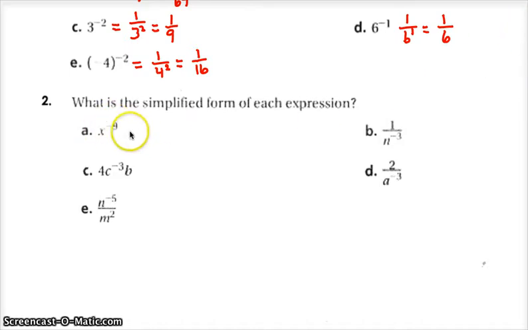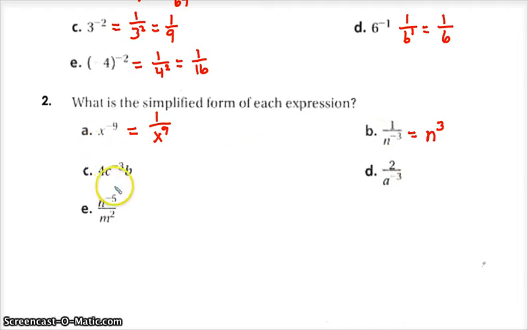Alright, x to the negative 9. If it's a negative number, it belongs in the denominator. So 1 over x to the 9th. For part B, we see something we haven't seen before. I've got a negative exponent in the denominator. What happens here is this negative exponent in the denominator moves up to the numerator. So 1 over n to the negative 3 is equal to n to the third. So if I've got a negative exponent in the denominator, it gets moved up to the top. Let's look at another one.